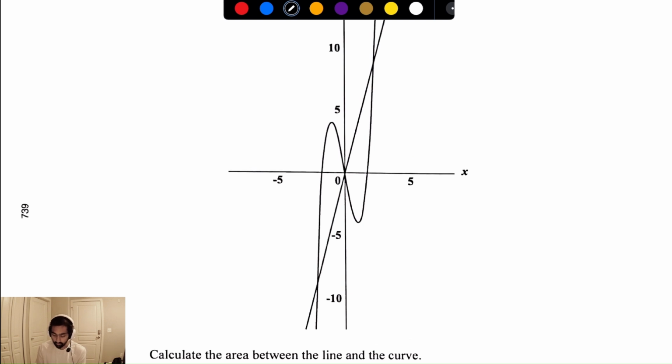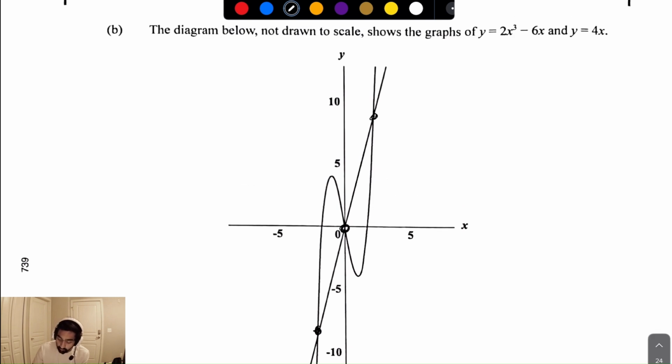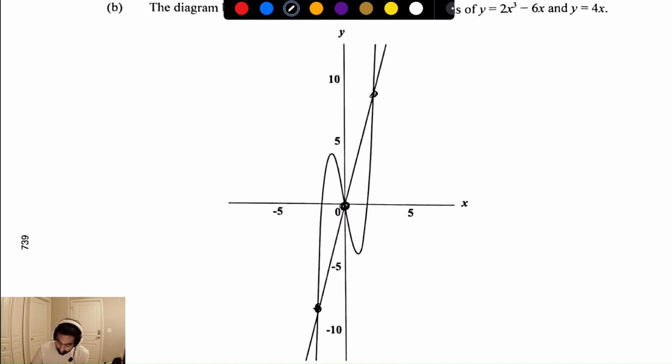Okay, so the graph that they gave us is very, very helpful because it's telling us exactly how we need to do our integration. What it's telling us is that first we need to find out what these 2 points are, which we'll do. When we find out what these 2 points are, we're first going to integrate from this point to 0 of, let's call this the cubic curve minus the line, because that's the one that's above, and then we integrate from 0 to this point of the line minus the cubic curve, right?